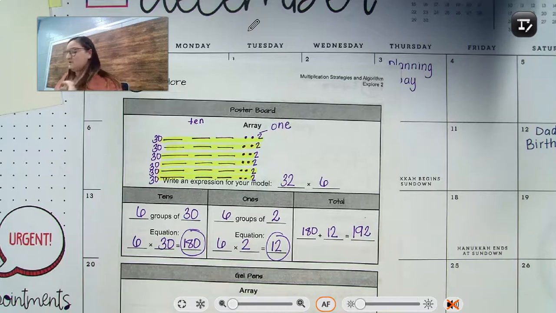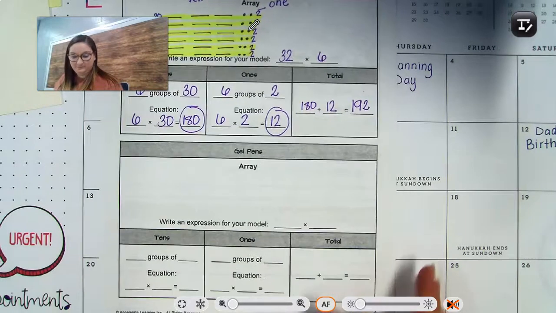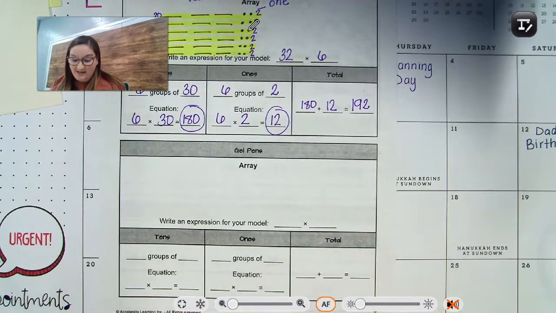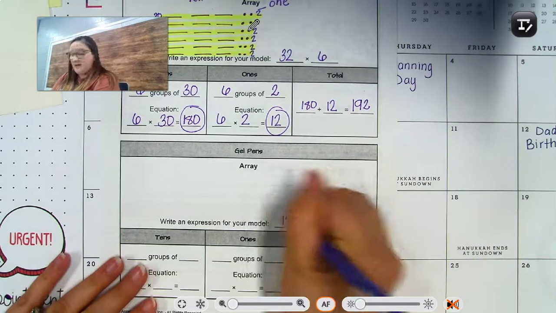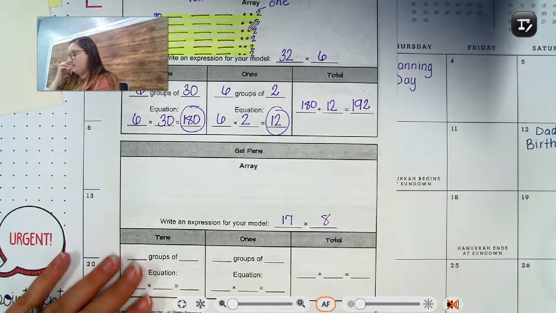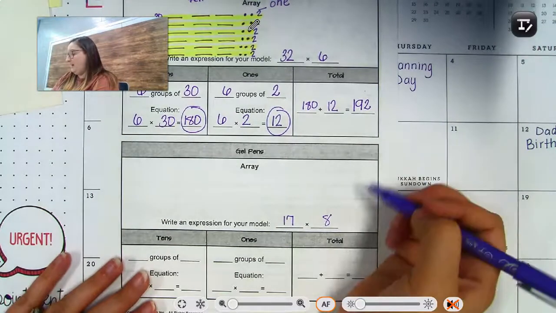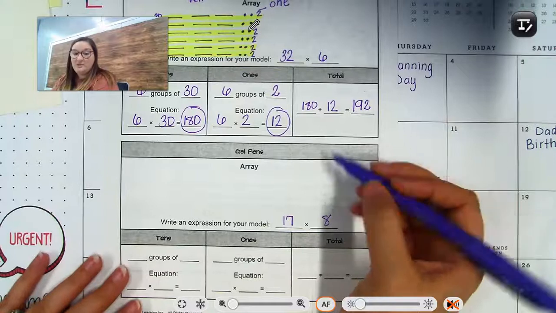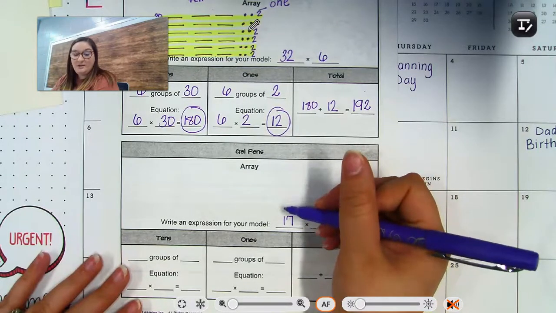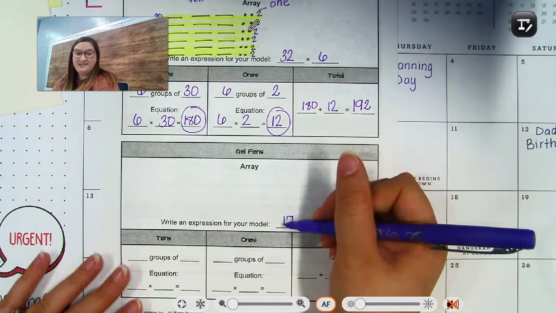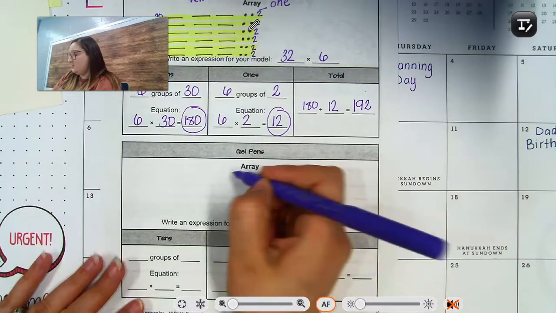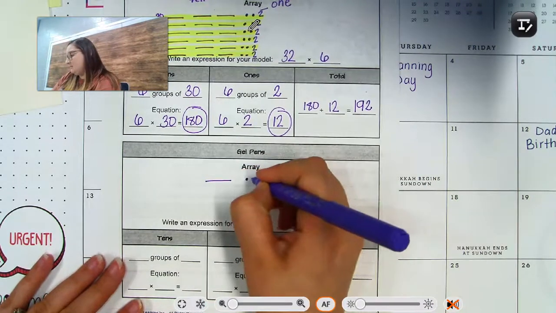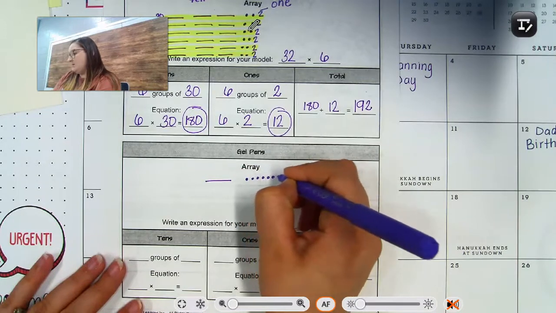Okay. So let's look at the gel pens. It says there are 8 packages of gel pens. Each package has 17 pens in it. How many gel pens are there? So we're going to take 17 times 8. Okay. And so remember, I'm going to have 8 groups with 17. And how do we show 17 with tens and ones? If you said we have 1 ten and 7 ones, you are correct.